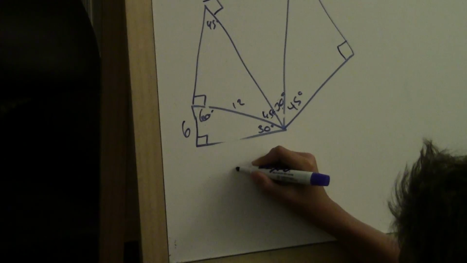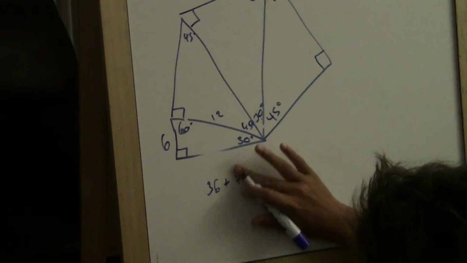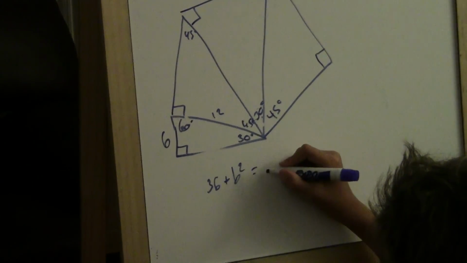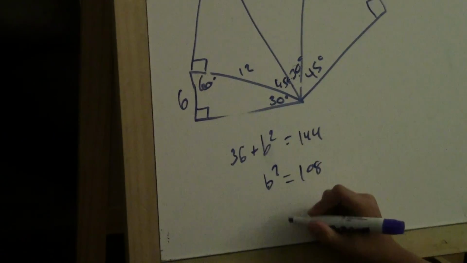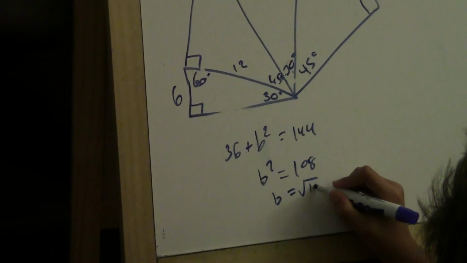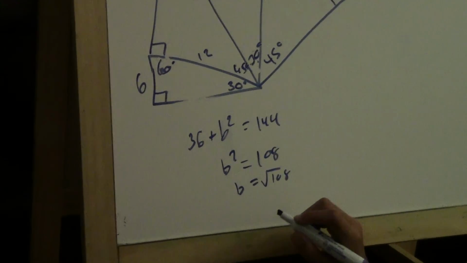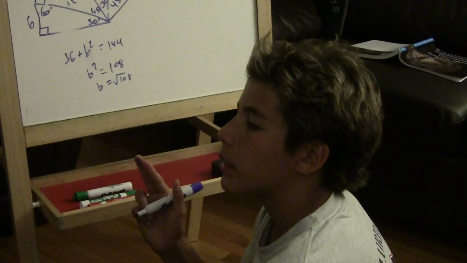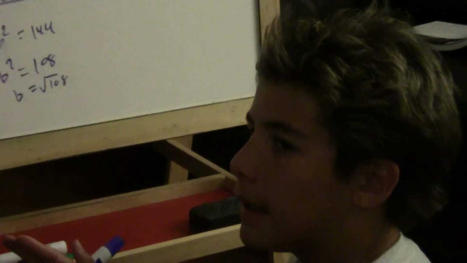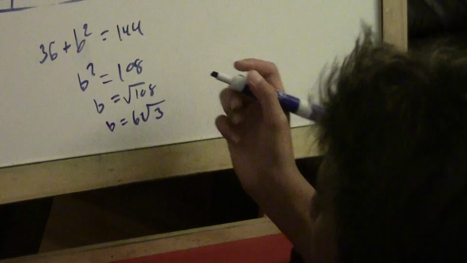Some simple math. 6 squared, which is 36, plus b squared is equal to 144. We do the math. b squared is equal to 108. Now we find the square root. b is equal to the square root of 108. That is divisible by 9 and 12, or divisible by 9, 3, and 4. Both 4 and 9, when you multiply those together, you get 36. 36 is a square. So when you get that, b is equal to 6 times the square root of 3.